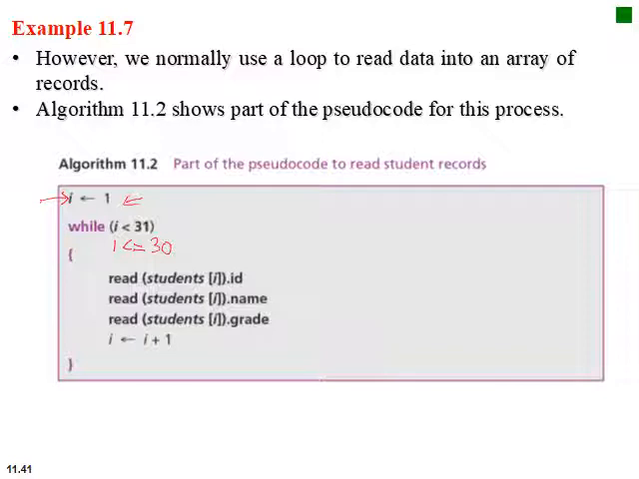The next one, it would read student1.name. The next one, student1.grade. Then we increment I, in other words, make it one more. So now I would have the value 2. So now when we get here, it would basically say read students2.id, read students2.name, read students2.grade, and so on, until we've read everything.